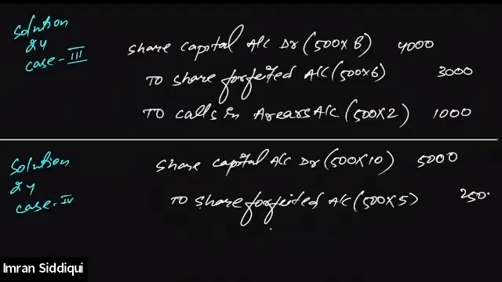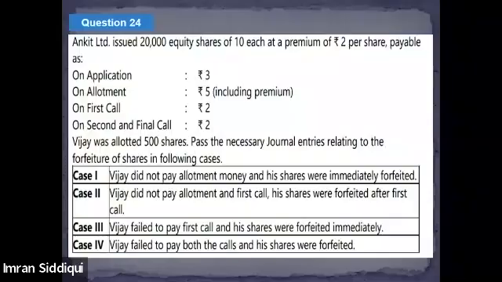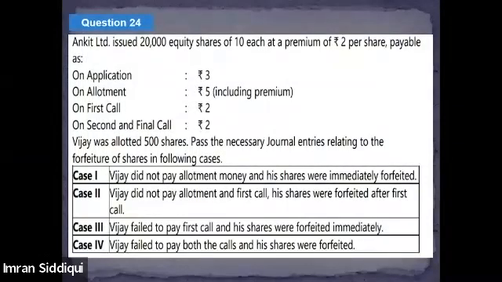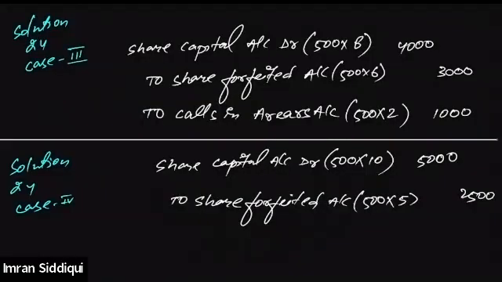Is that clear, everybody? Is it clear? Yes or no? Got it? 500 into 5? Halima, is that clear? Sir, it's 6. Yeah, sorry. 3 rupees for the application, 3 for the allotment, excluding premium. 3 plus 3, 6 rupees.